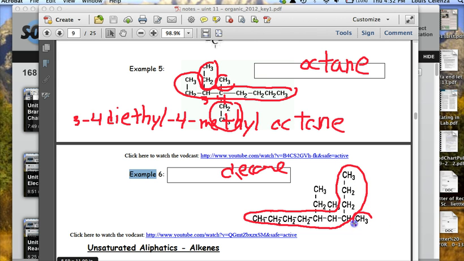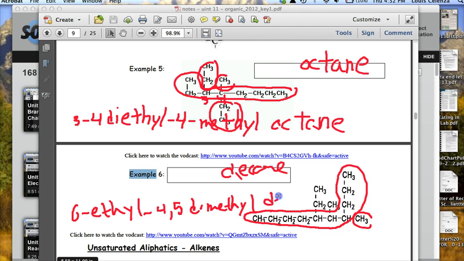There is a methyl group here, and an ethyl. So let's number it. It looks like we're going to number it in this direction. That's 1, 2, 3. So we have a methyl on the 4 and the 5. So 4, 5 dimethyl because there's 2 of them. And this is on the 6th, so it's an ethyl. 6 ethyl and decane. I did this fast, so hopefully it's correct. If you think I made a mistake, please let me know. So that's how you do the branched alkanes.